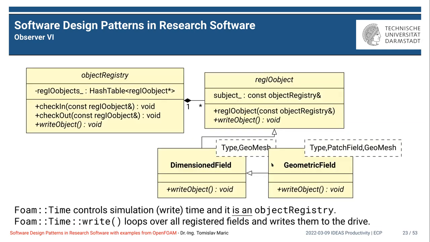Okay, so in OpenFOAM, the observer subject is implemented like this. You have something called an object registry, again storing a hash table, a map basically, of these registered objects. They can be checked in, checked out. So the wording is a bit different, right, than what you would read online or in the Gang of Four book, but it does the same thing. This is basically what I mentioned. The time controls the simulation time, and once the time has come for writing, everything is written down.